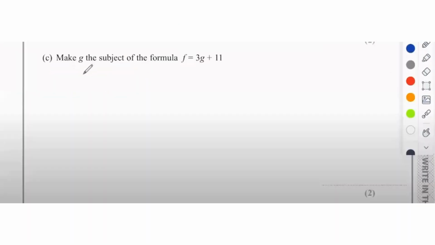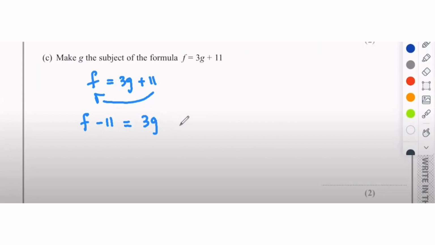Part C says make g the subject of the formula where f equals 3g plus 11. So we have f equals 3g plus 11. Since we have to make g the subject, I'm going to first take 11 to the other side. So that's going to make it f minus 11, because when we move a term from one side to the other, its sign changes. So positive becomes negative. So that's f minus 11 equals 3g. Now we need to get rid of the 3 with g. So to do that, we will divide both sides by 3. So that's going to be (f minus 11) over 3 equals g, and that is your answer.